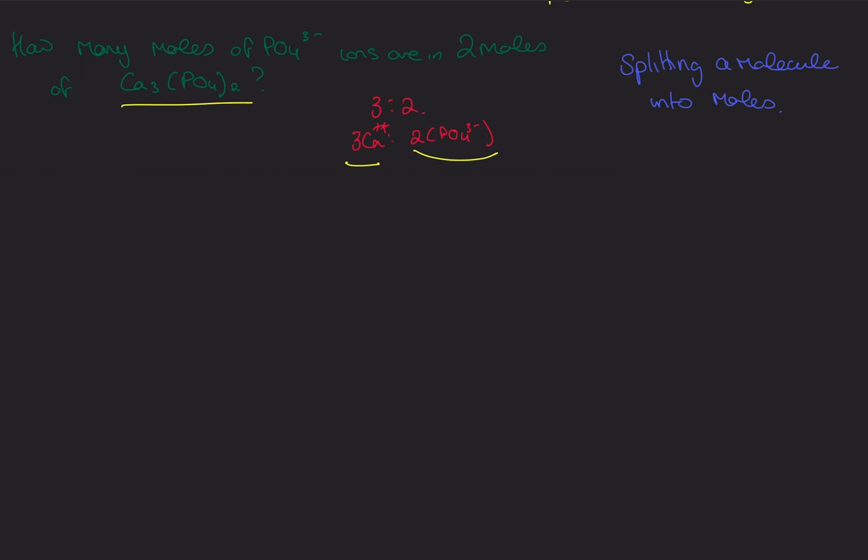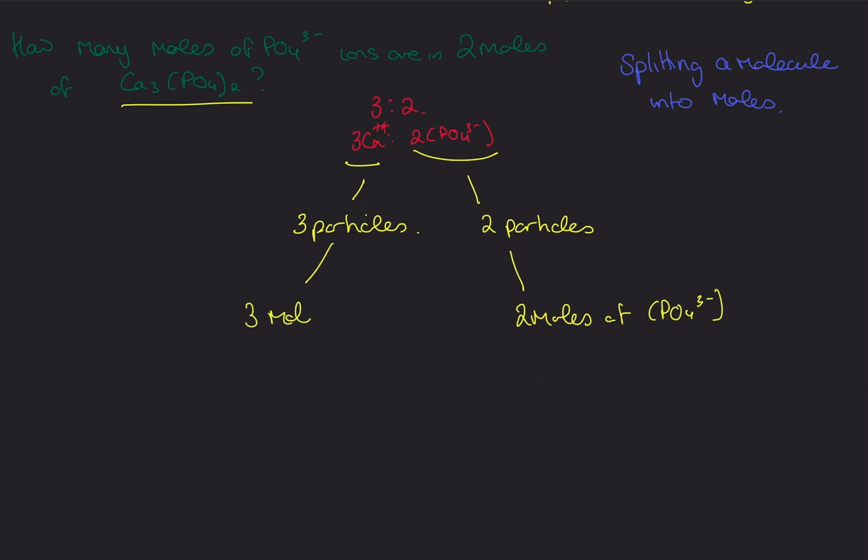So it's saying how many moles of PO4 3-, the phosphate ions, are in 2 moles of this compound. Well, you can say if 2 ions, or 2 particles even, are present, and that mixes with 3 particles, then if we brought that up to a mole, like let's say 1 mole of that compound, we would need 2 moles of our phosphate ions and 3 moles of our calcium ions to make 1 mole of our compound. Okay, because that's the ratio.